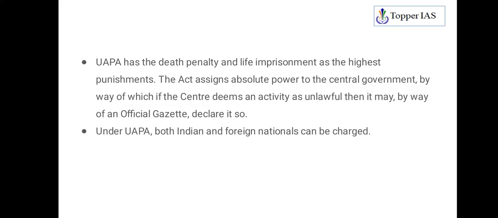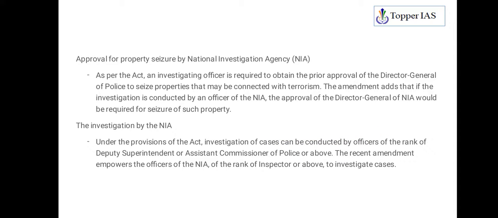Then under UAPA, both Indian and foreign nationals can be charged. It does not apply just to Indians; even foreigners can be charged under this act. Then approval for property seizure by the National Investigation Agency. This was a new amendment brought in by 2019. Initially, as per the act, an investigating officer is required to obtain prior approval of the Director General of Police to seize properties that may be connected with terrorism. The new amendment added that if the investigation is conducted by an officer of the NIA, prior approval of the Director General of NIA would be required to seize the property.